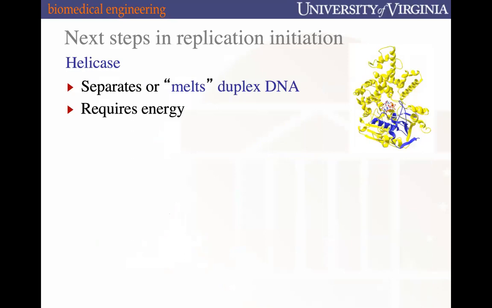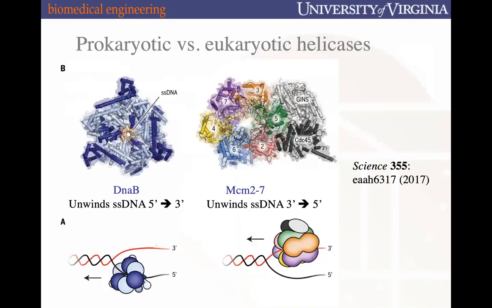Can you say that one more time? I couldn't hear very well. Yes. Duplex DNA is just double-stranded DNA, or the double helix. And so what's important to know is that helicase in mammalian cells is what melts the DNA.